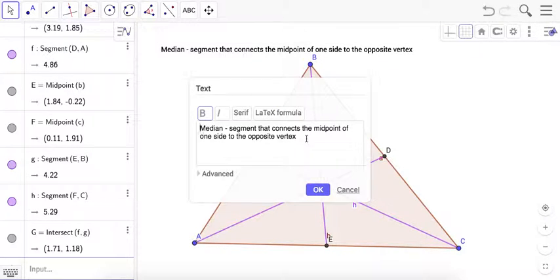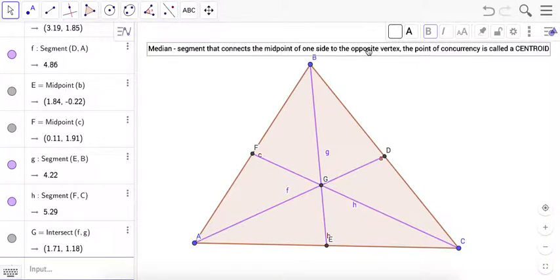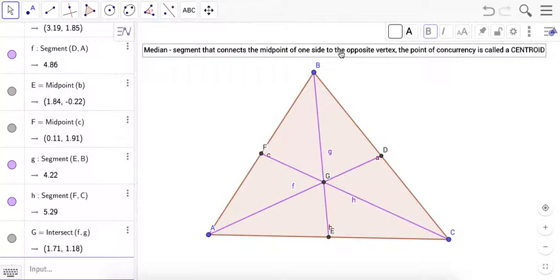We actually have a name for the point of concurrency. The point of concurrency of the medians is called a centroid. So that's one of our new words for today. Okay, we call that point of concurrency a centroid. So we have that point of concurrency is the centroid.